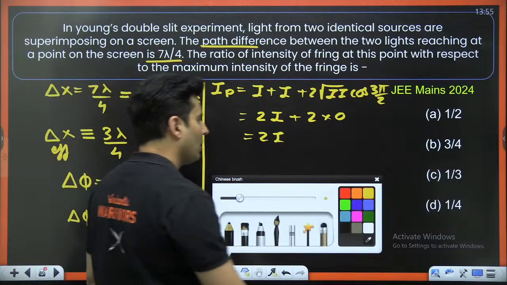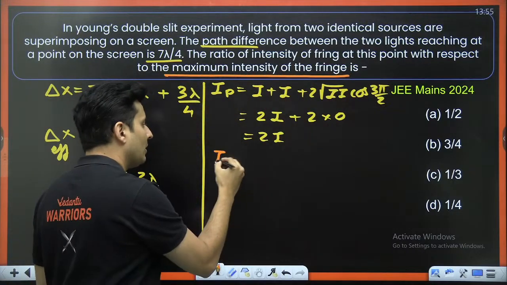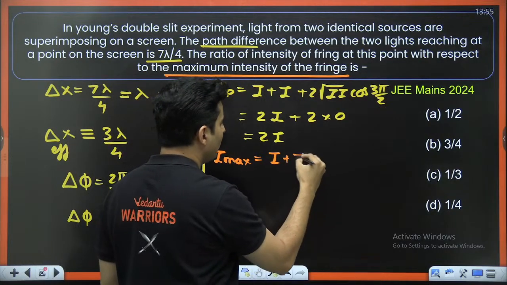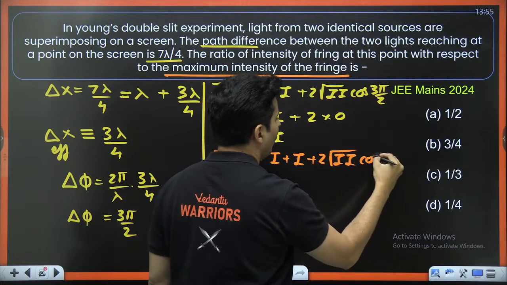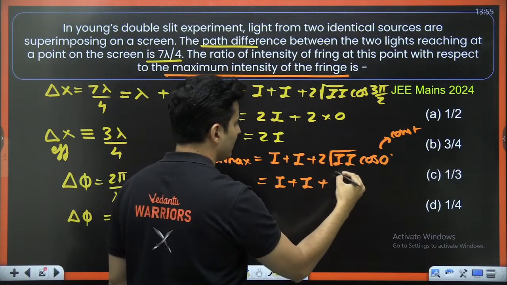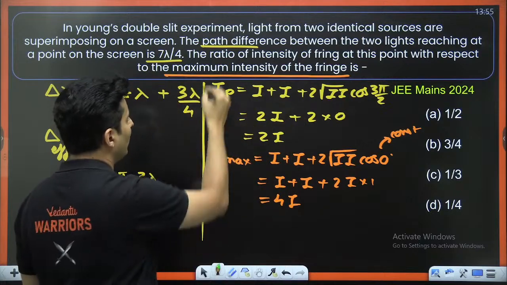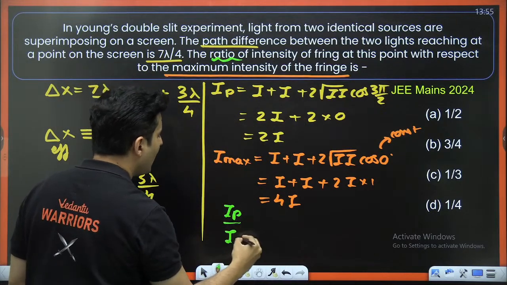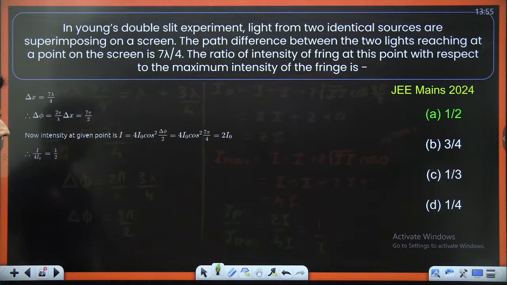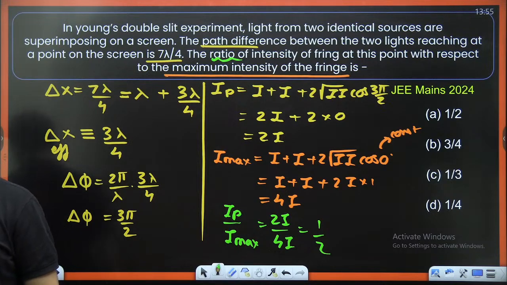Perfect. But you have to compare it with the maximum intensity of the fringe. Now the max intensity that you will get will be for constructive interference, and that will be I plus I plus 2 root II cos 0. This is for constructive interference. So this will be 2I plus 2I. Cos 0 is 1. It will become 4I. Now the question said the ratio you have to find. So IP by I max will be 2I divided by 4I, which is basically half. So the answer should be option A, and yes it is. Wow, what a question. What a question, right?